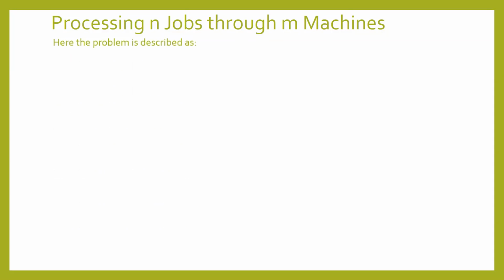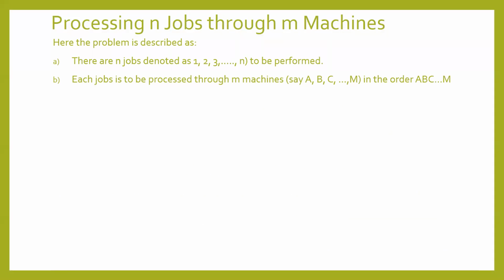The problem, as I said, will have n jobs denoted by 1, 2, 3. It is not a rule that it has to be denoted by 1, 2, 3. Secondly, each job is to be processed through m machines. Here we are using the alphabets A, B, C up to M, and the order is also in the same sequence, A, B, C up to M. If the order is given in some different sequence, please make use of that as well.